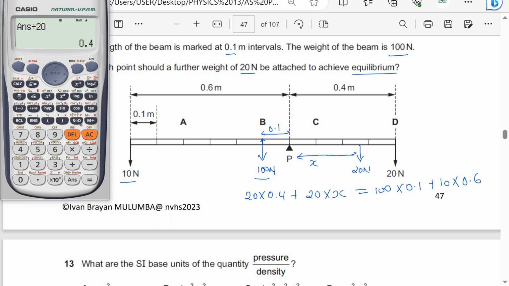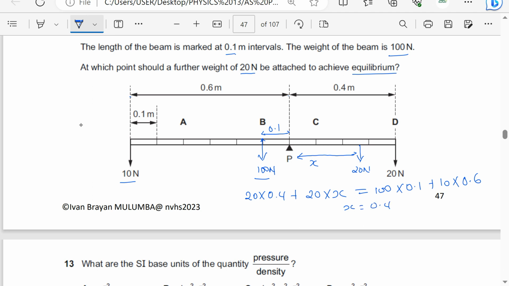So that is 0.4. So x is equal to 0.4 meters. Therefore, it should be placed 0.4 meters at position D. So the answer is D.